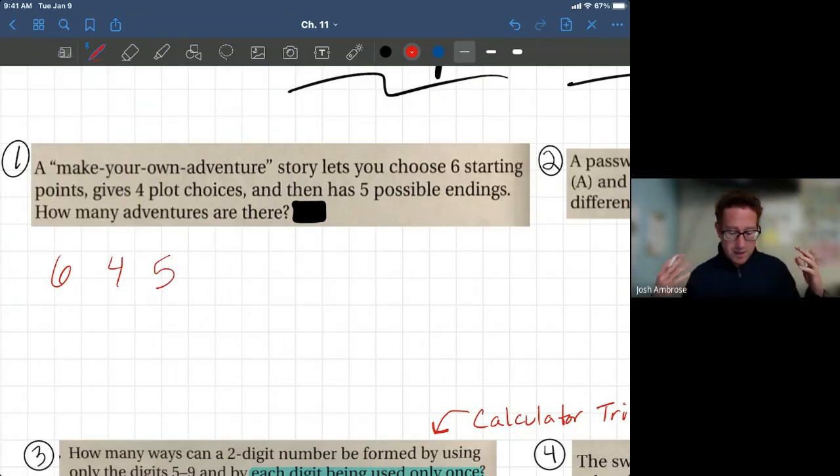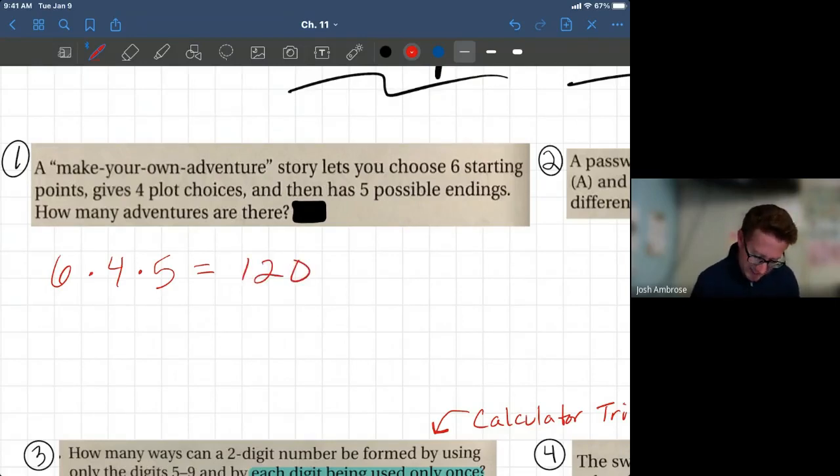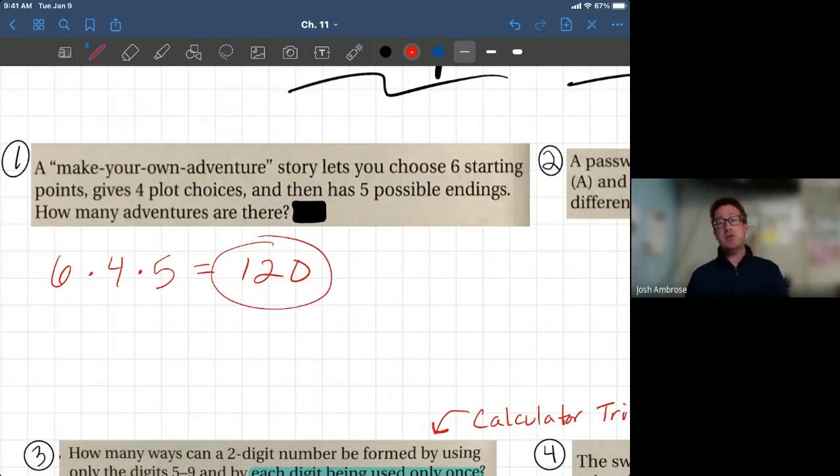So what we are now gathering here is all of the necessary pieces to the whole adventure story. You have 6, you have 4, you have 5. And when you put all of these together, it's just the fundamental counting principle. So 6 times 4 times 5, and that works out to be 120 different adventures that you could choose from based upon which choices you make with starting point, plot, and ending. So that is a fundamental counting principle example right there. Pretty straightforward. It gave you the necessary pieces really easily.